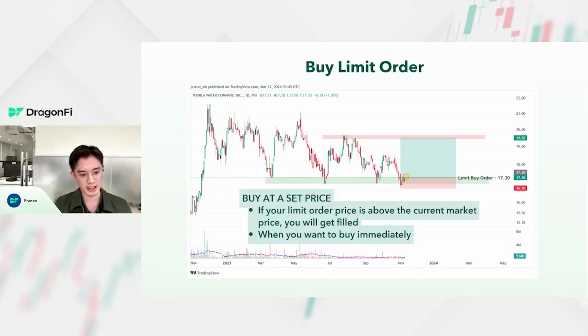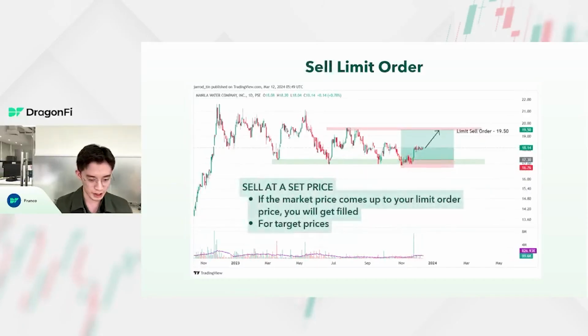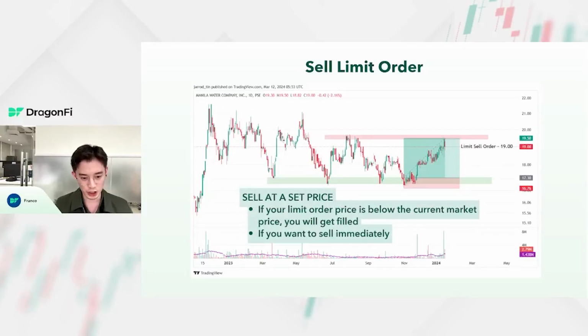So the next type is a sell limit order. It's just the opposite of a buy limit order. Let's say you have a position in Manila Water, same company, and you want to take profit at 19.5. You can simply set a sell limit order at 19.5 and just wait and go on about your day. Once the price reaches that level, as you can see on the next slide, you will be automatically filled and taken out of that stock. And you can happily enjoy your profit and reinvest it elsewhere.